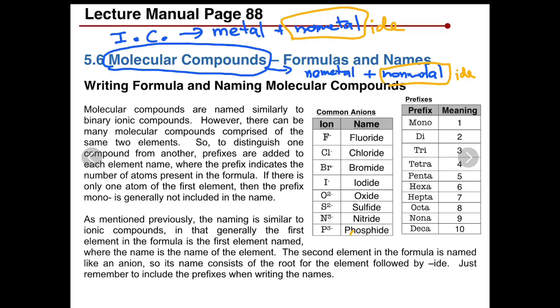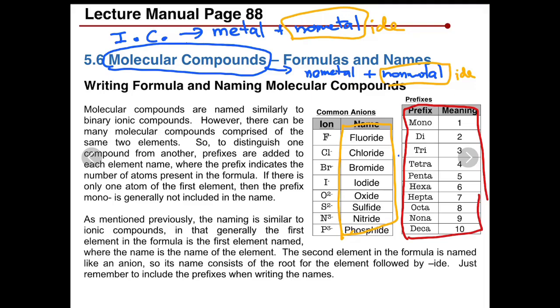Okay, so similar to what we have right here, right? So for example, fluorine would be fluoride. And another additional thing that we're also going to include is the prefixes in the name of the molecular compound, to help us identify how many of each of those elements are within the compound.